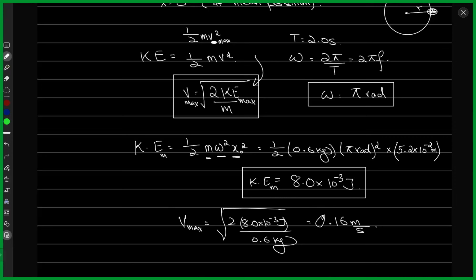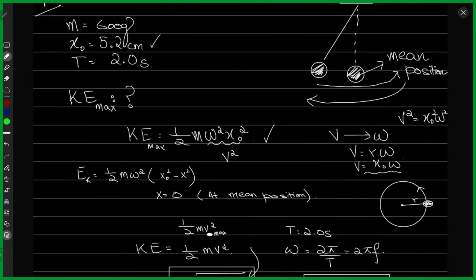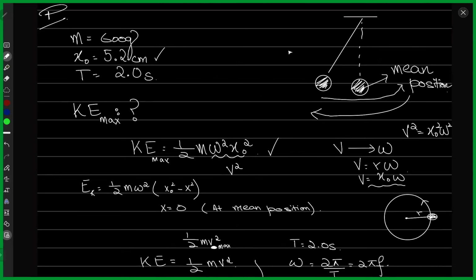Is it clear? This is the velocity. This is the maximum velocity with which the pendulum would oscillate at its mean position. So if I release this pendulum, it's going to start oscillating like this, and then it's going to come back. When it comes back, it's crossing this mean position. At that point, its velocity would be a maximum of 0.16 meters per second.